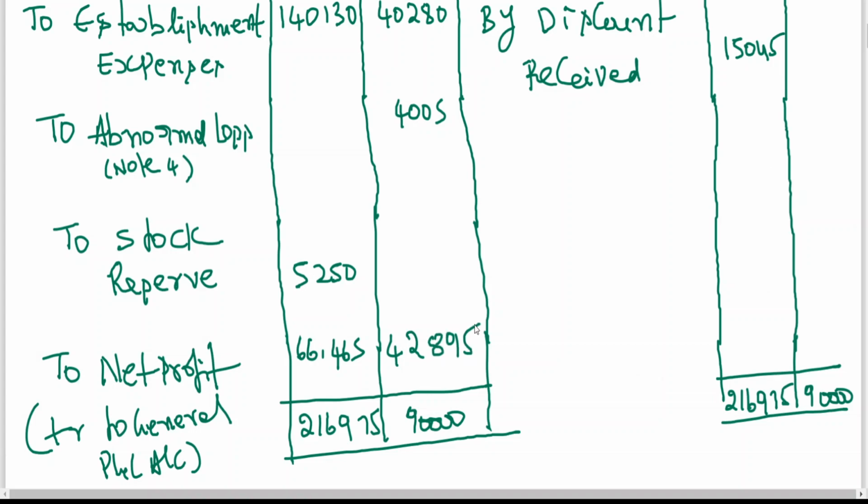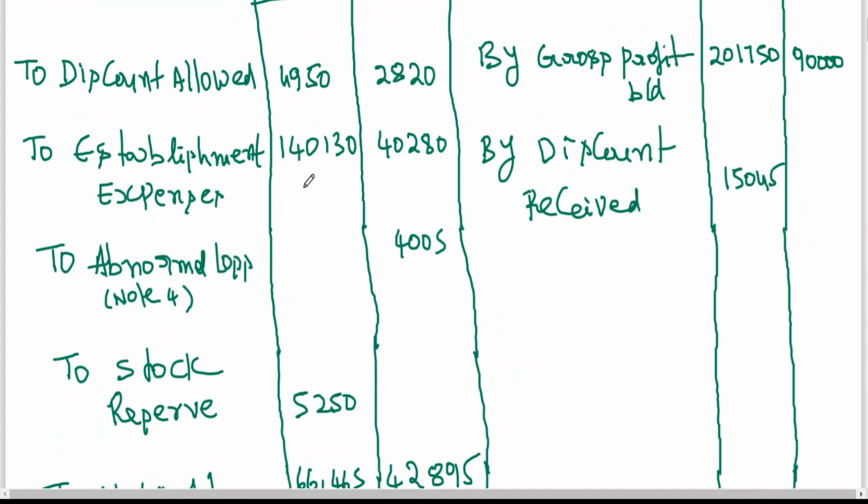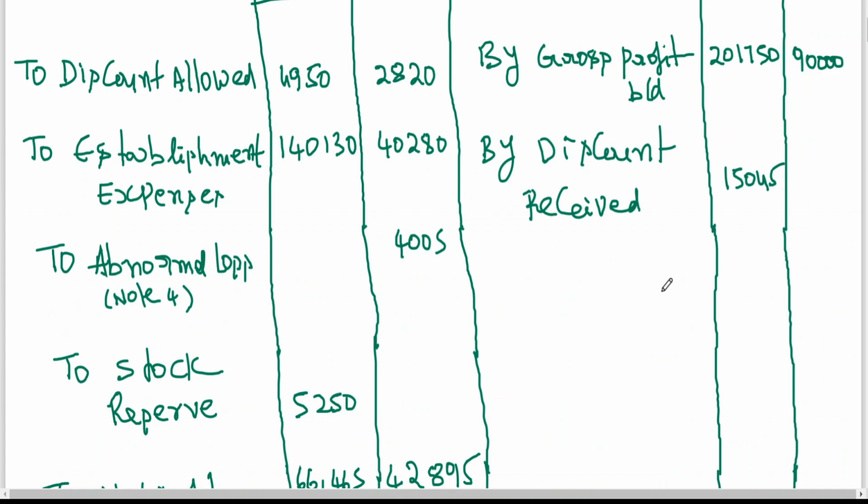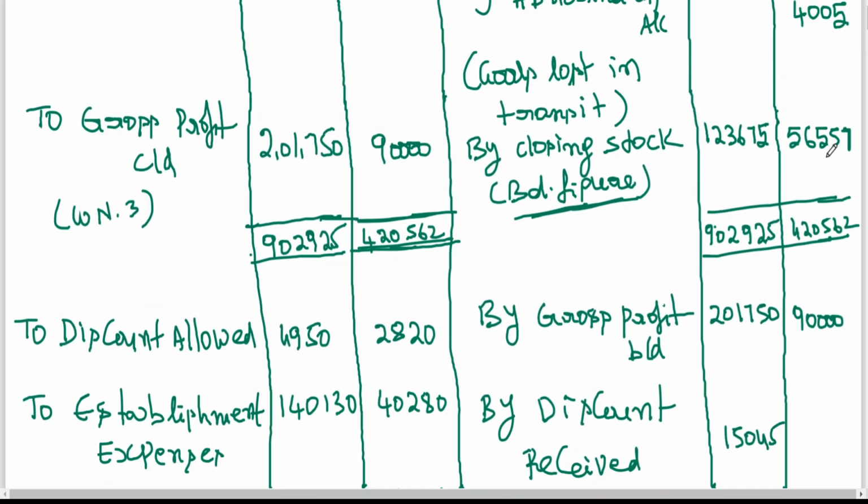42,895. Now, the doubt I am going to raise. Maybe you may not be having the doubt, or by this time some of you might have noticed it. If you have not noticed, let me raise a doubt. So what is the doubt, sir? I'll show you. Stock of goods in transit as on 31st March 16 included goods received from head office for 57,750. Yes, sir. We have worked out closing stock now. We are having 56,550. So what is to be done, sir?